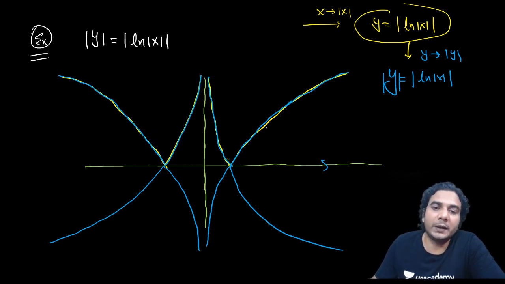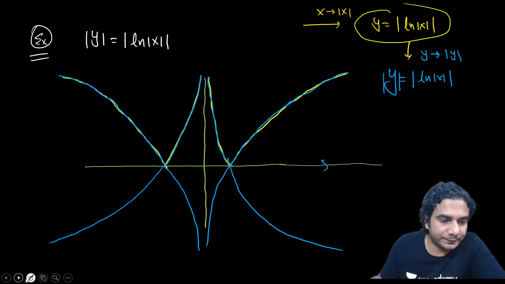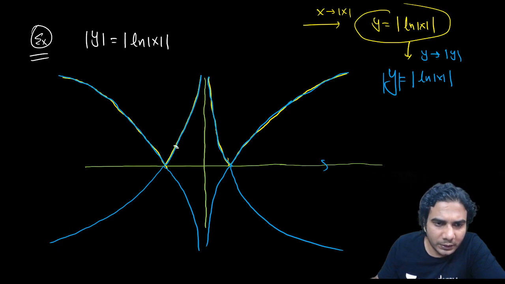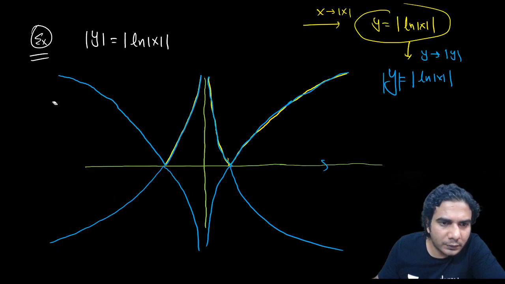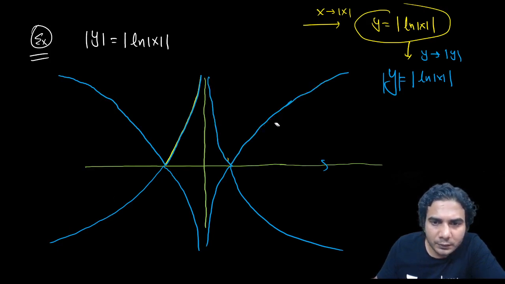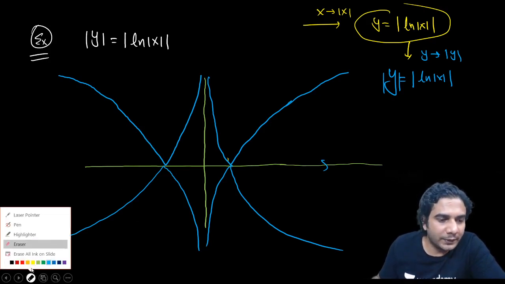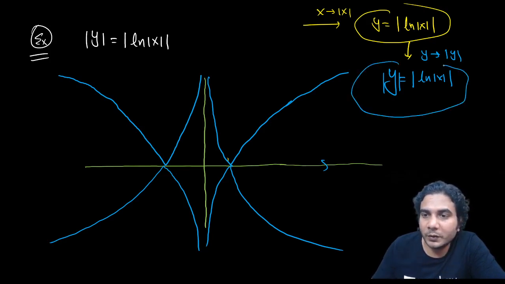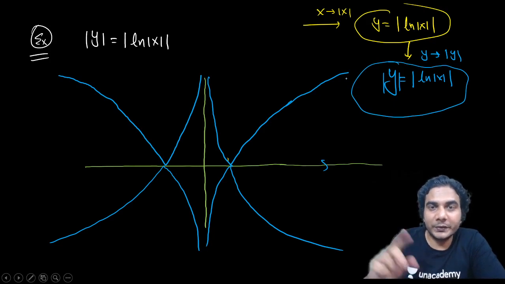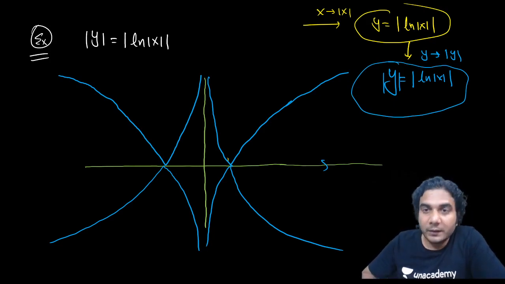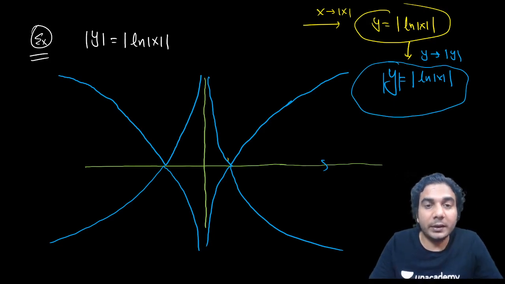Okay, so this will be the graph. This is the complete graph. If you want to remove this yellow, you can remove this yellow portion. Perfect. So now this is the blue graph, the graph of mod of y is equal to mod of ln of mod of x. So I hope you have learned this transformation when you put mod on x, on y, or on f(x).